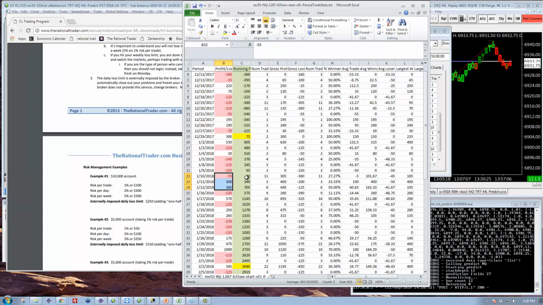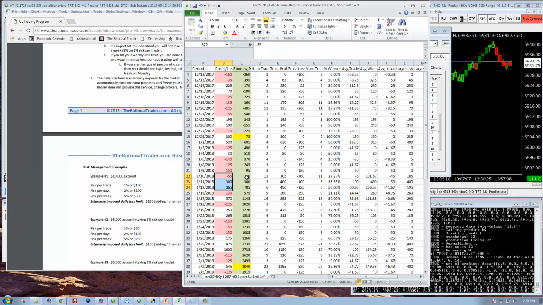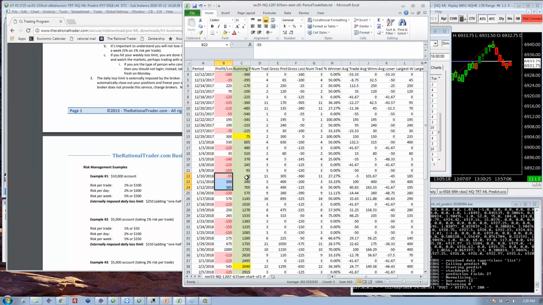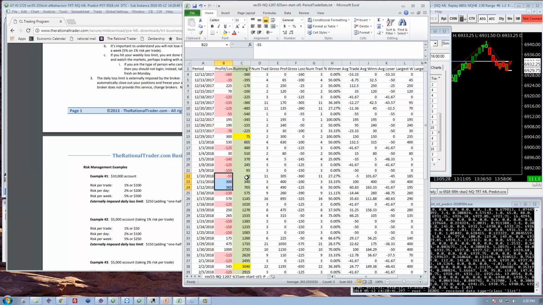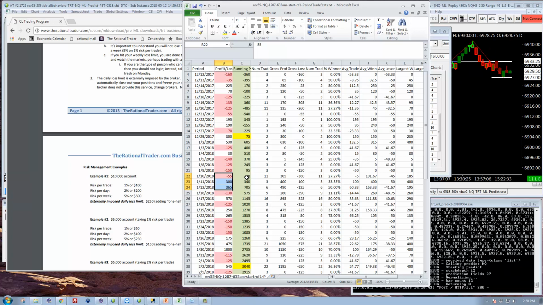But that doesn't mean that these are the right parameters for you. If you freak out when you're down 9% on the week, then you can't do that. You need to adjust it accordingly. Okay.